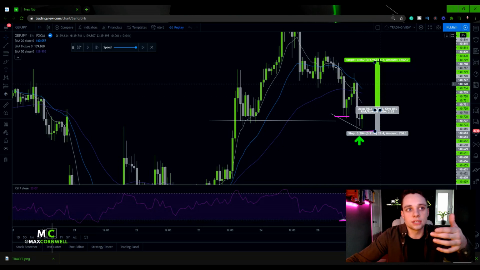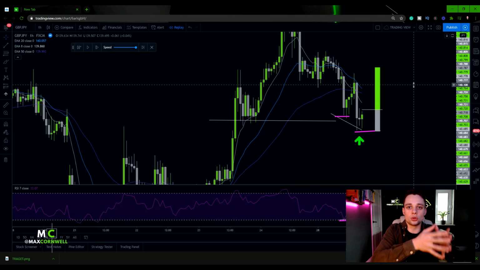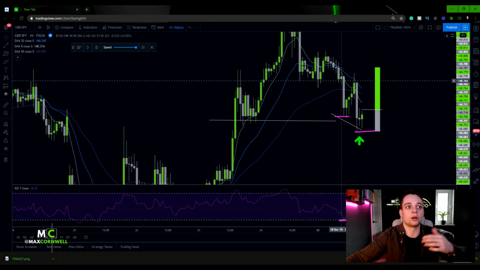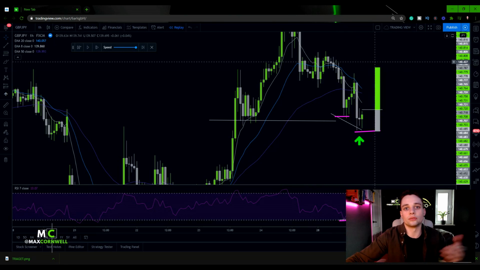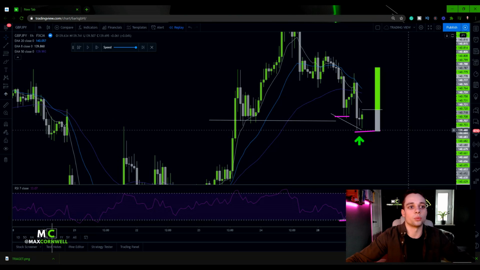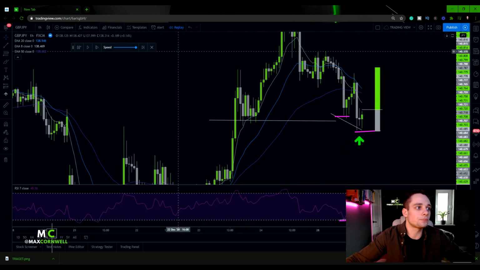And the way that I was testing this, I was testing it as a 2-to-1. And again, I suggest that as you go through your testing, you track different levels. You can track this outside level of structure, inside levels of structure, all different types of things: 1-to-1s, 2-to-1s, 3-to-1s, whatever you want. I tracked a 2-to-1 as a baseline and took some other notes as I went. So stops a few pips below the low, targets at a 2-to-1.